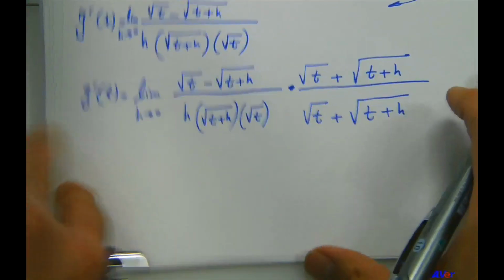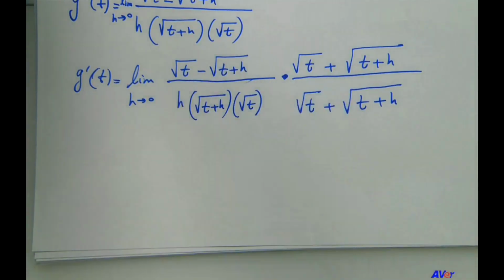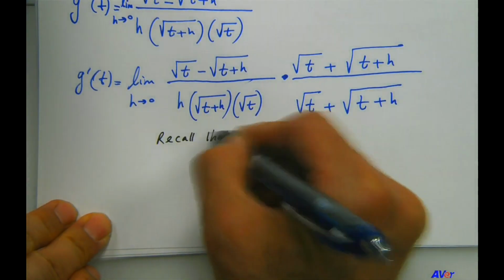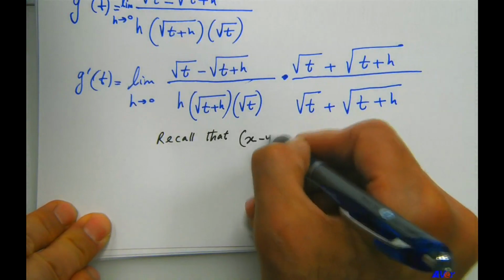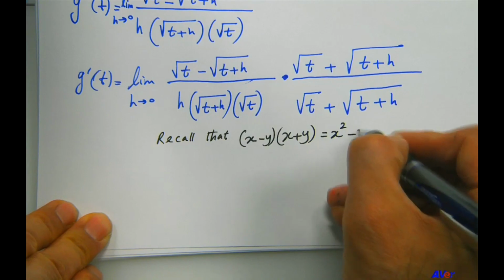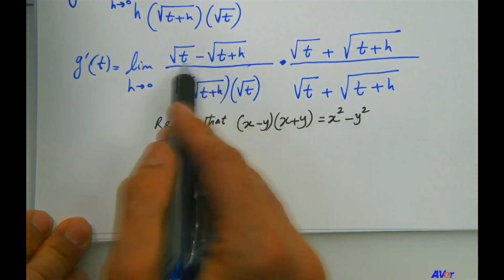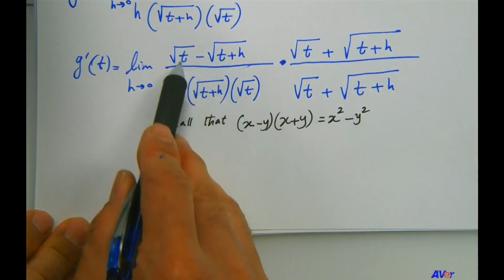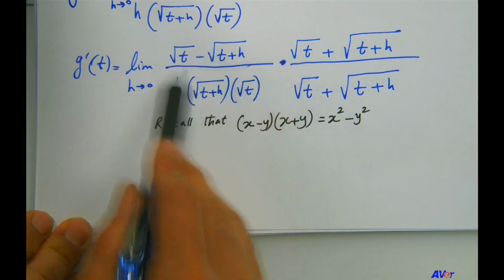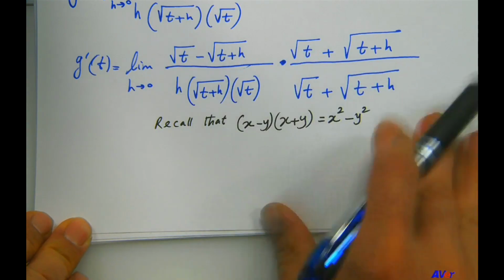Okay, so the numerator is going to simplify to a nice expression, right? So recall that x minus y times x plus y equals x squared minus y squared, right? Remember that relation, that shortcut formula? So this is that. In our case, x is square root of t, y is square root of t plus h. But it's x minus y times x plus y. It's the same format. So we get that.